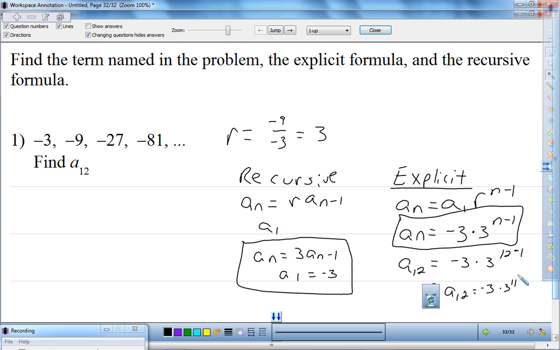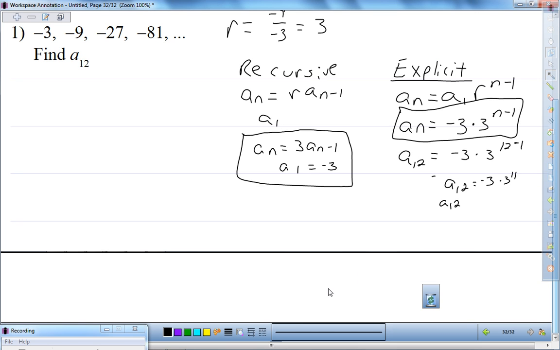Now, 3 to the 11th power is going to be a very large number. So we would end up with a sub 12 is equal to -3 times 177,147. Then we'll take that number and multiply it times -3, and we end up with -531,441. Actually it's a pretty small term, but that would be our 12th term in this particular sequence.